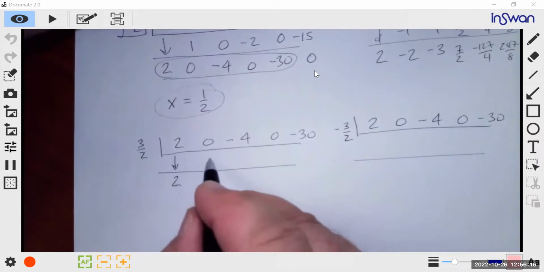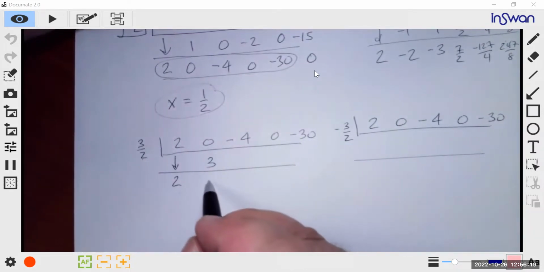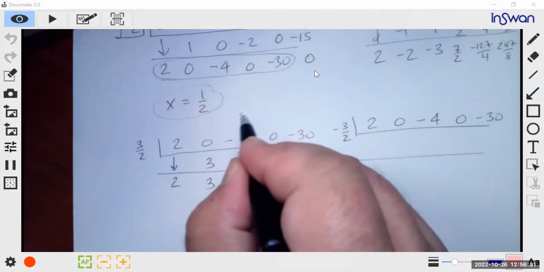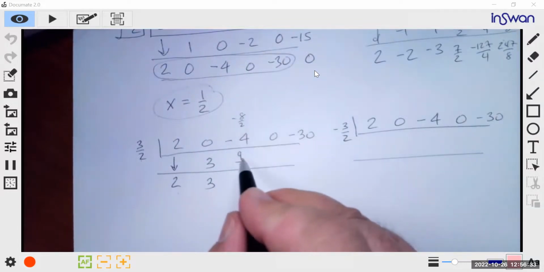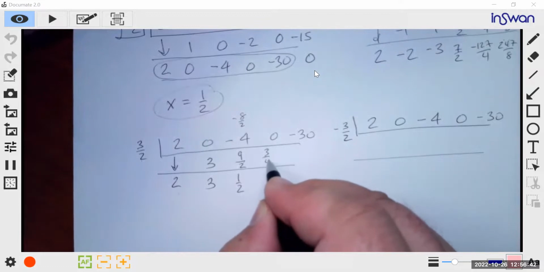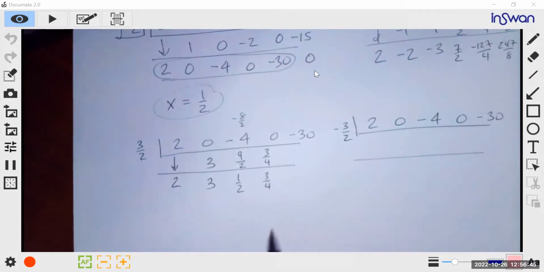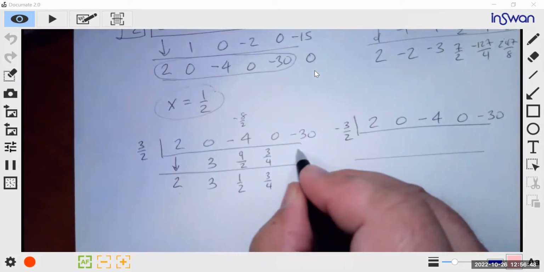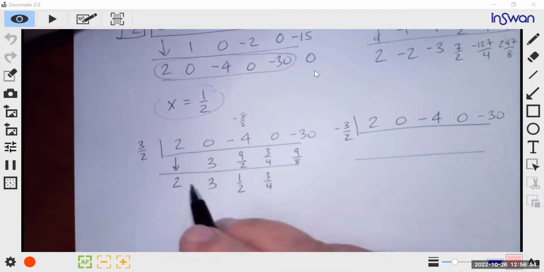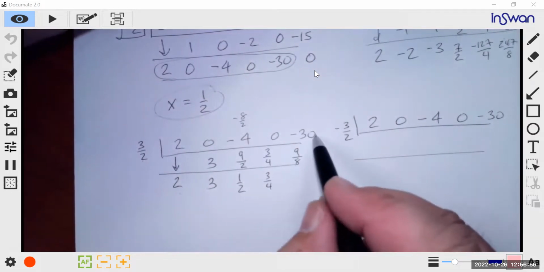3 over 2 times 2 is 3. 0 plus 3 is 3. 3/2 times 3 is 9/2. Minus 4 is 8/2. So 9/2 minus 8/2 is 1/2. 3/2 times 1/2 is 3/4. And then 9/8. 3 halves times 3/4. And that's not going to cancel.